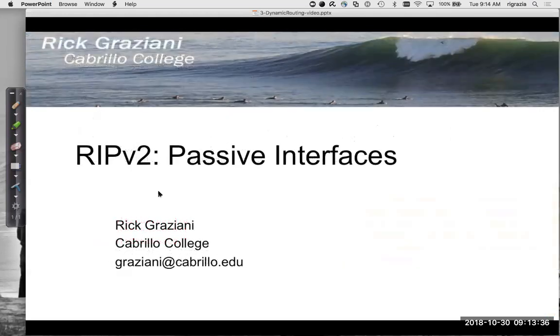So that's it. Passive interfaces, and it's a common technique that we do on other routing protocols like EIGRP and OSPF.